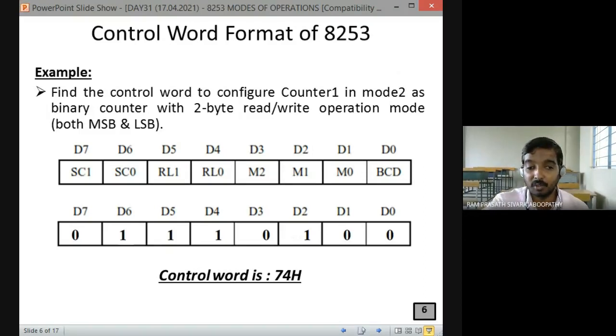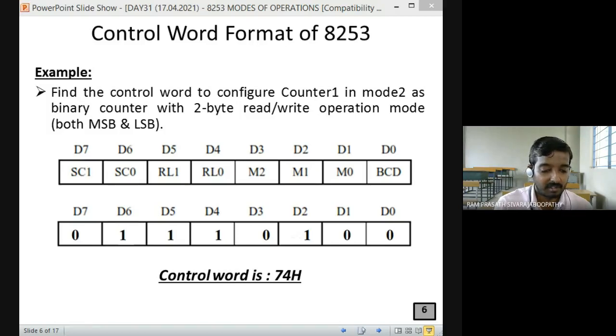Okay, I will ask you one question. You people try to answer. Counter 0, in mode 5 as BCD, with only LSB read or load. Kindly find the control word for this.